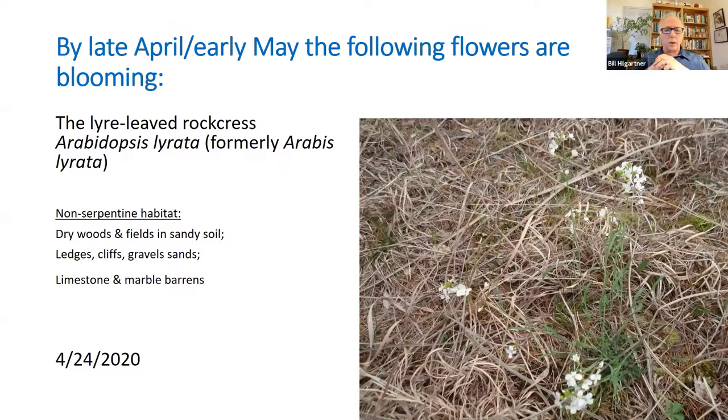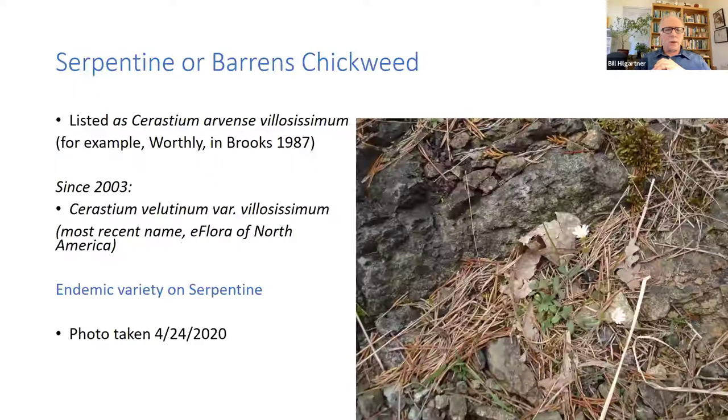The next one to see blooming generally is the lyre-leaved rockcress, Arabidopsis lyrata, formerly Arabis lyrata. Its non-serpentine habitat is dry woods and fields, sandy soil, ledges, cliffs, gravel, sands, limestone, and marble barrens. The serpentine chickweed was originally listed as Cerastium arvense var. villosissimum. Since 2003, it's been split into two varieties, and a new species based on DNA analysis. So Cerastium velutinum var. villosissimum is the most recent name, and that's an endemic variety of serpentine.